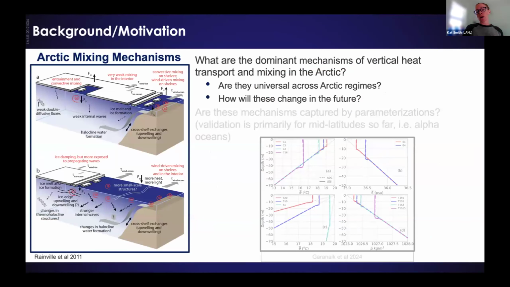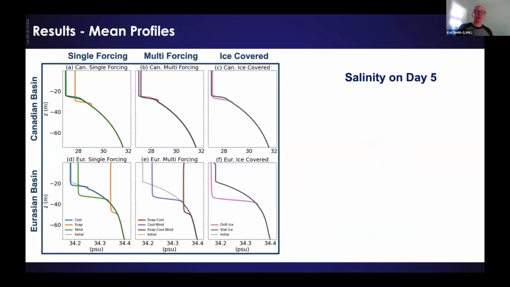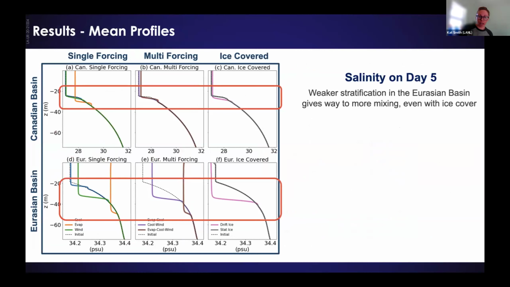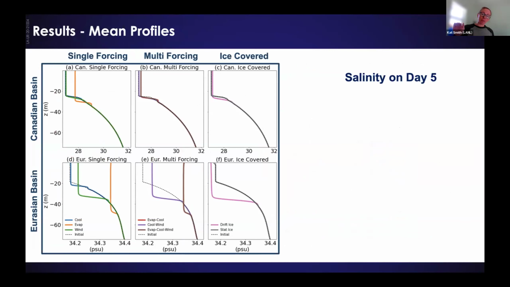Okay, so the first question was, what are the dominant mechanisms of vertical heat transport and mixing in the Arctic? We can start by looking at the mean profiles. These are mean profiles of salinity on day 5 of the simulations. The top row is the Canadian basin, and the bottom row is all the Eurasian basin simulations. The first column is the single forcing cases, so that's the wind, evaporation, and cooling. The middle column is the multi-forcing cases, and then the last column is the ice-covered cases.